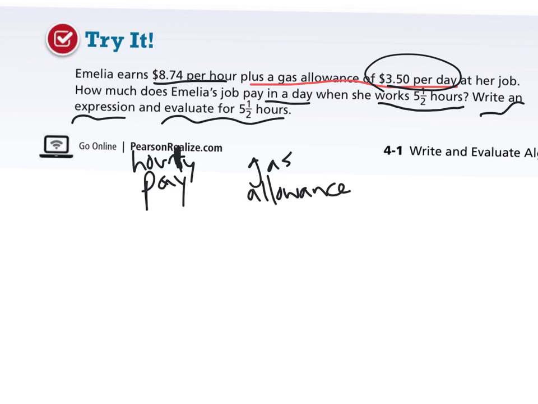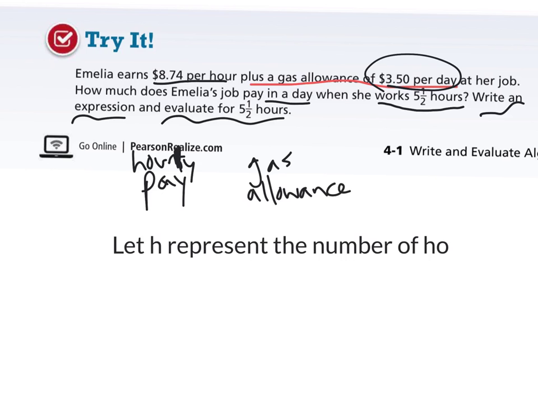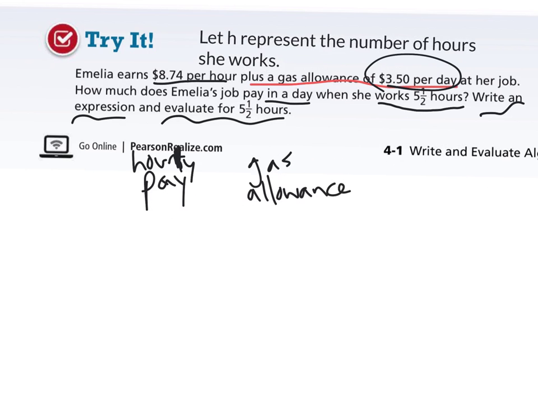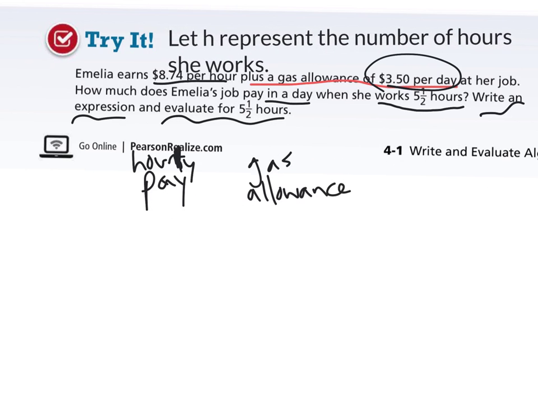So we could say let H represent the number of hours she works. We could put her name there, Amelia. I couldn't remember the spelling there, but anyway, that's called defining your variable, so that's a good idea to go ahead and say that first.